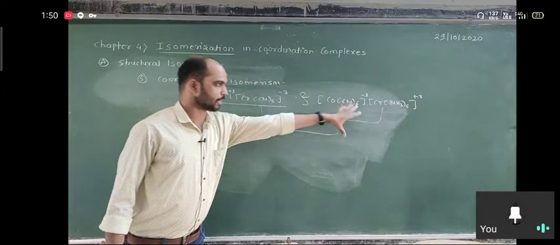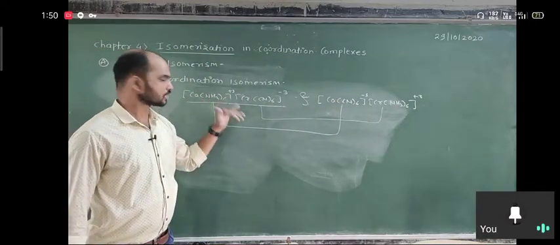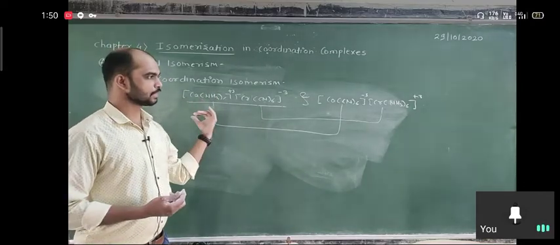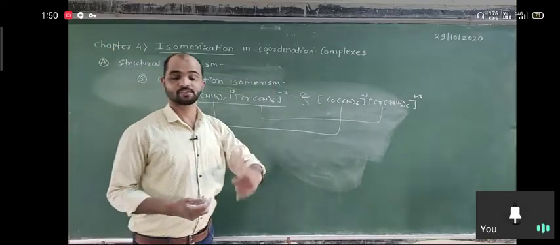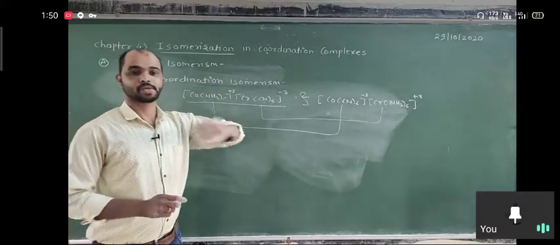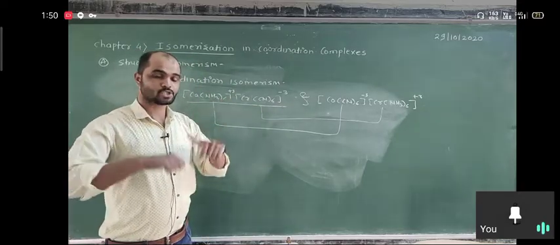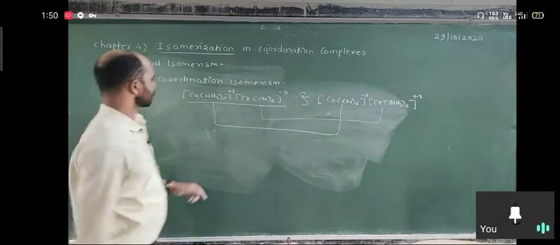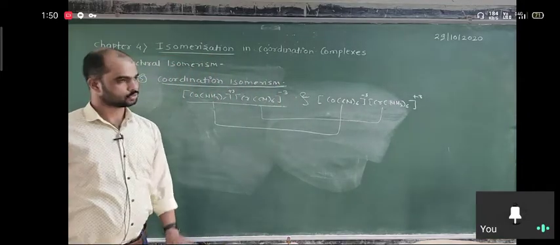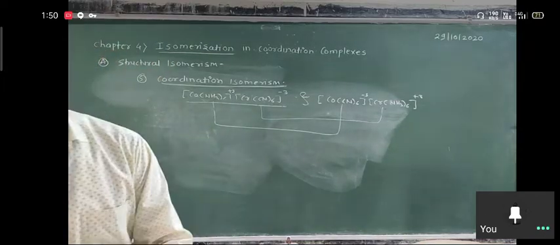Both have the same molecular formula, but in a coordination pair, both have different ligands. That means the coordination pair itself undergoes isomerization. Both differ by the presence of ligands in a coordination pair. That's why they are called coordination isomers. Okay, so it is the fifth type of isomerism.